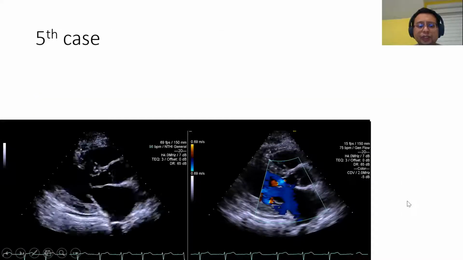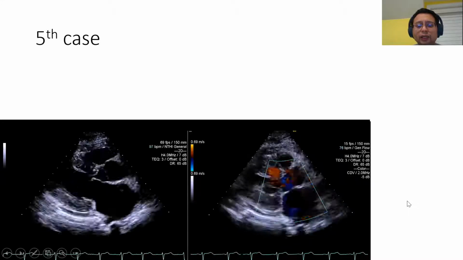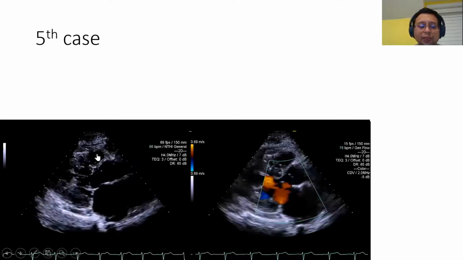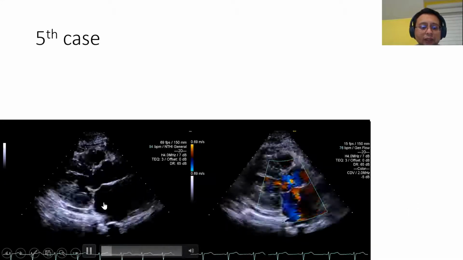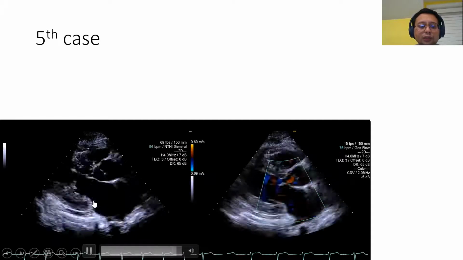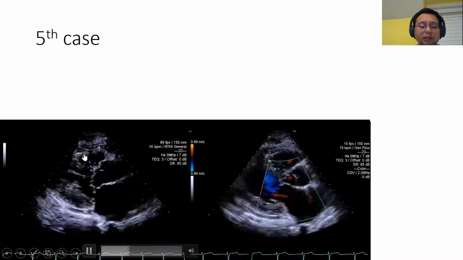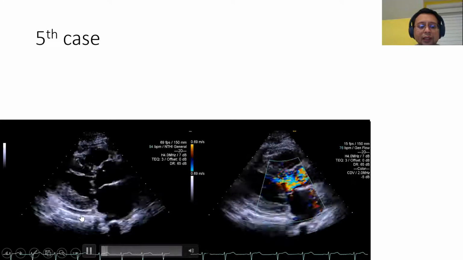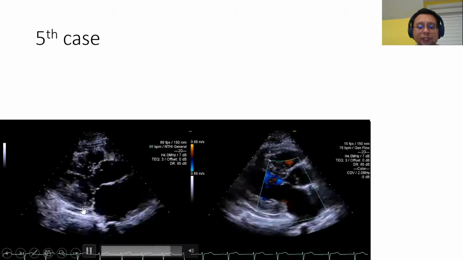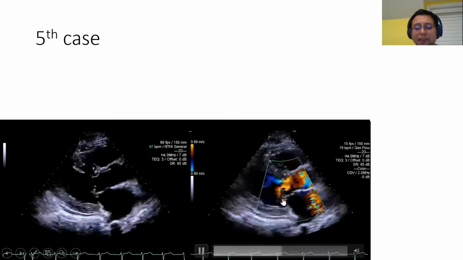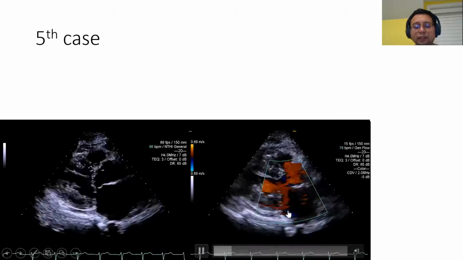So this is our 5th case here. If you look at our 2D echocardiogram, this is a parasternal long axis view, and if you look at the leaflet, there is no obvious flail or prolapse of the leaflet. The left ventricle ejection fraction is normal, and there are no regional wall motion abnormalities. However, there is a mitral regurgitation here that is posteriorly directed.